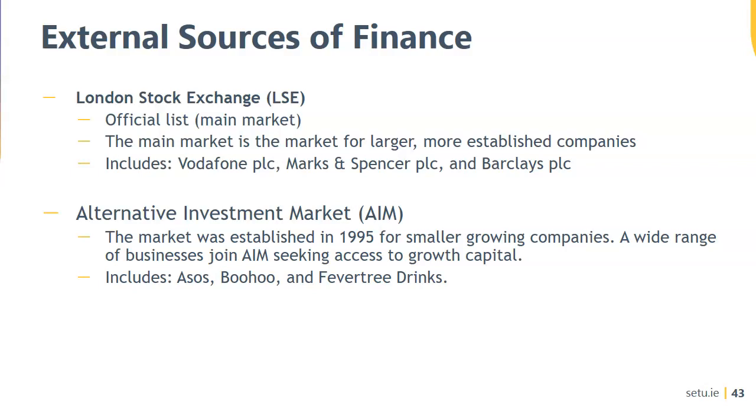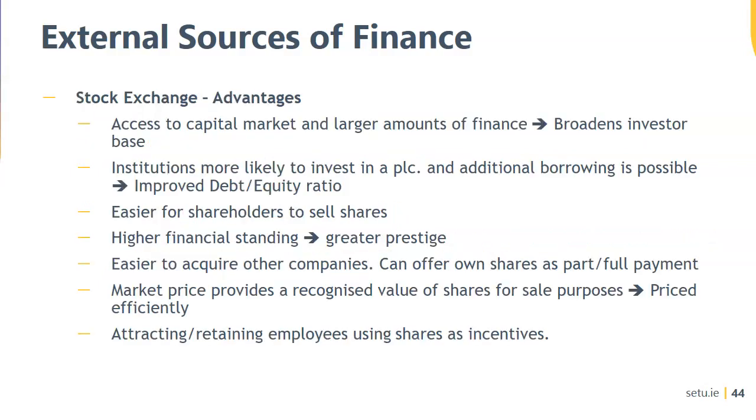Next we have the alternative investment market, the AIM. This is the market that was established in 1995 for smaller growing companies. A wide range of businesses join AIM in order to seek growth capital. Companies that I'm sure you are familiar with include ASOS, Boohoo and Venture Tree Drinks. All were listed on the alternative investment market.